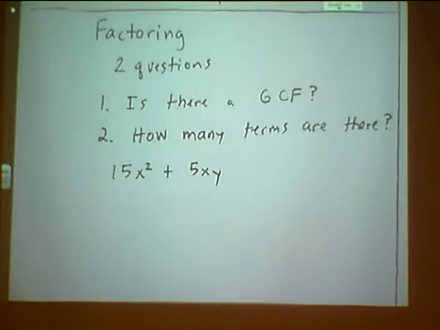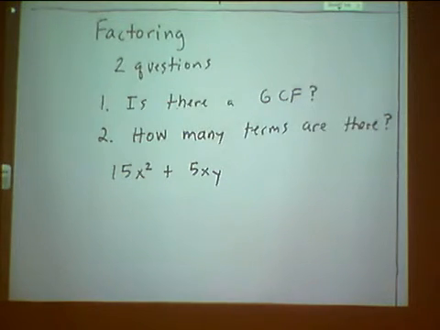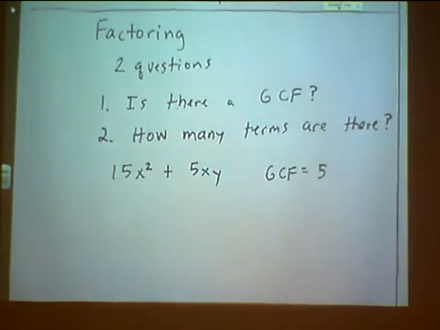A GCF means you have to look at all your terms, and then you look at both the numbers and the variables. When you look at the numbers, you say, when I look at all the numbers, all the coefficients, is there a common factor? Is there a number that goes into all the coefficients? Now in this case, we have 2 terms, we have 2 coefficients, 15 and 5, and you ask yourself, is there a number that goes into 15 and also goes into 5? And hopefully realize that yes, there is. In fact, it's 5. 5 goes into 15, and 5 goes into 5.